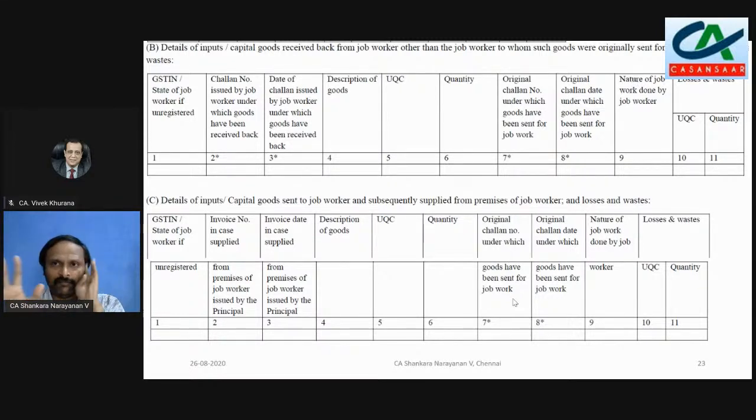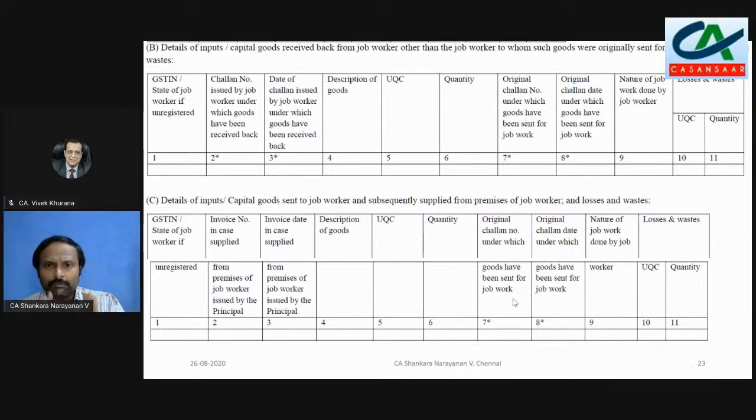So in essence, 5 contains whatever has been sent by me in 4, and how it has come back. That history is there in 5. That history is being split into 3 categories. What is sent to the job worker and received from the same job worker, 5A. What is sent to one job worker but received from another job worker, 5B. What is sent to a job worker but not received, directly supplied from the job worker's premises, 5C.